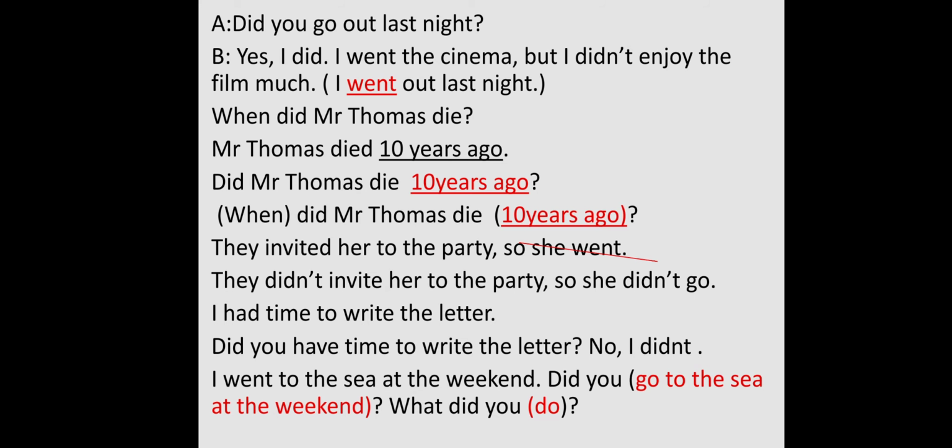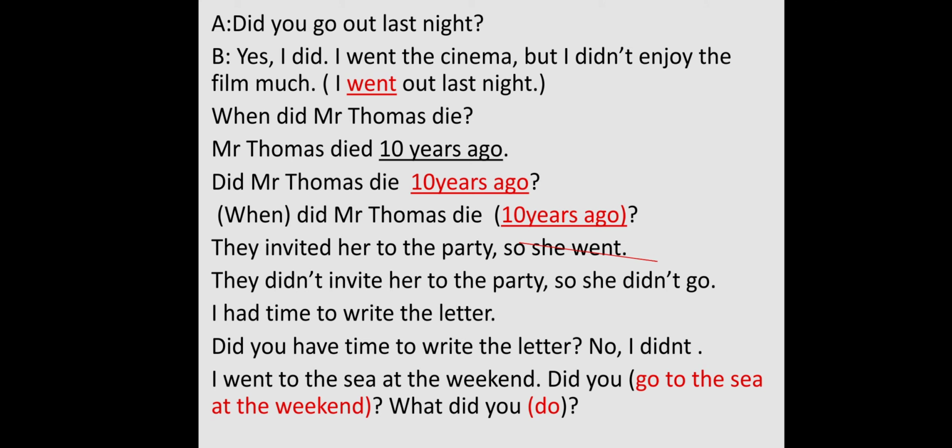I went to the cinema, but I didn't enjoy the film. The first one is positive, I went to the cinema, and the second one is negative, I didn't enjoy the film. If it is positive, then it becomes I enjoyed the film. To make it negative, it becomes I didn't, and enjoyed goes back to its base form, enjoy. So it becomes I didn't enjoy the film much.